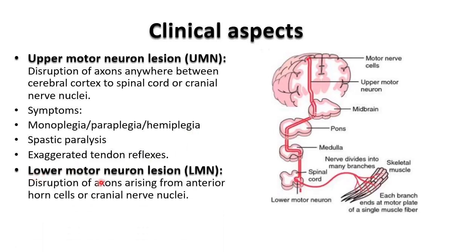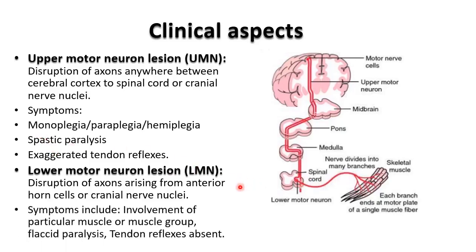Whereas in lower motor neurons, from the spinal cord, from the ventral horn cells, it travels via the spinal nerves. If this nerve is damaged, it is called lower motor neuron paralysis, which is characterized by the opposite of spastic. You have flaccid paralysis, and not involvement of the whole limb or two limbs. A particular muscle or muscle group will be involved, and tendon reflexes are absent. There are no exaggerated tendon reflexes.